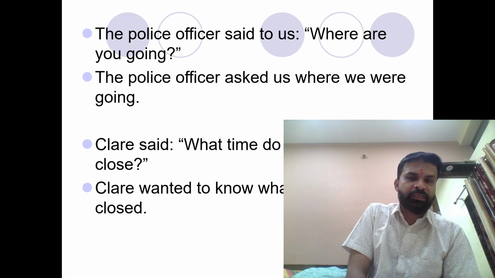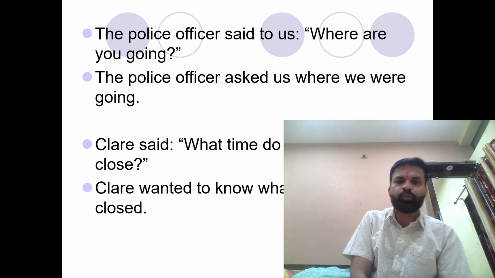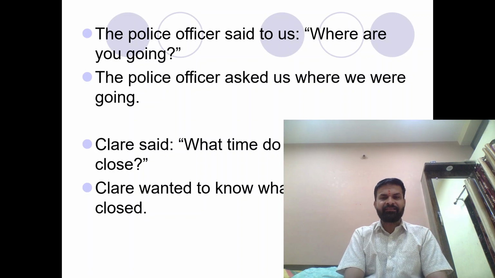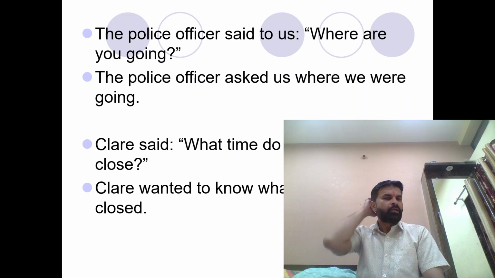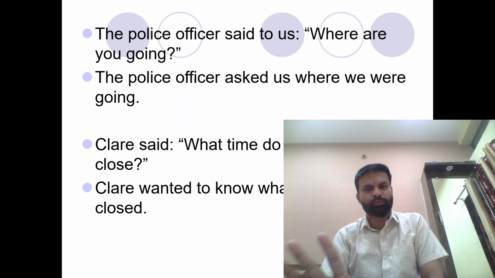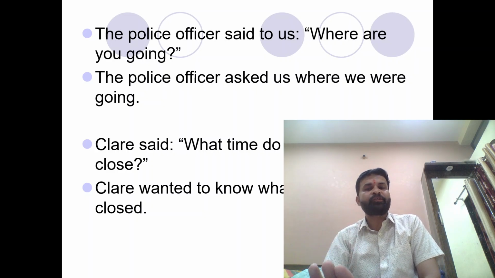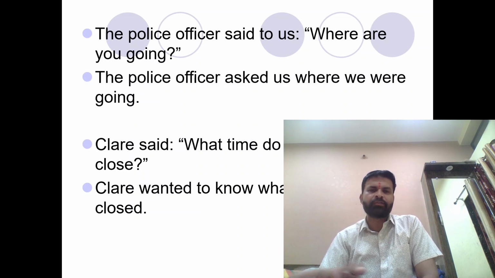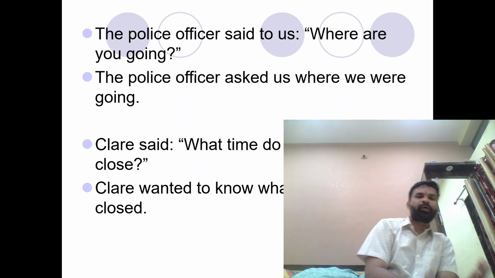Next one. Claire said, what time do the banks close? What type of sentence is this? It's a WH question. What time do the banks close? Claire said. Now it's a question, a WH question. Now you change it into indirect speech. There are two ways to answer this. I'll give you the easier way.